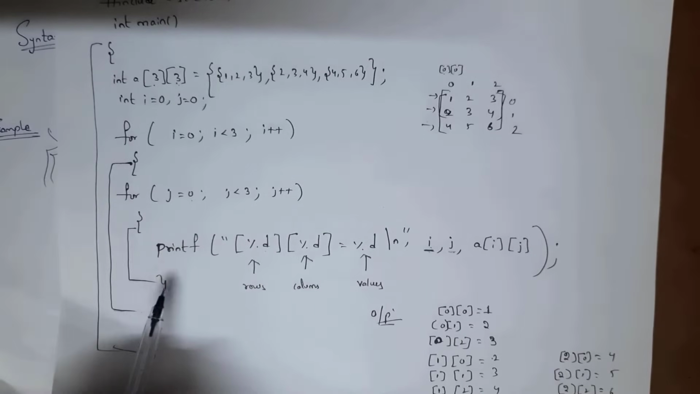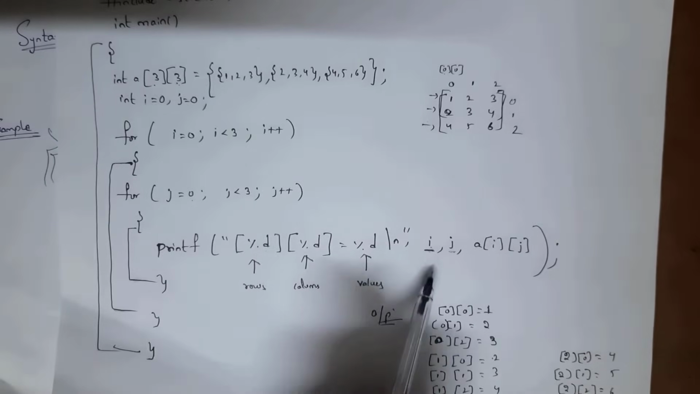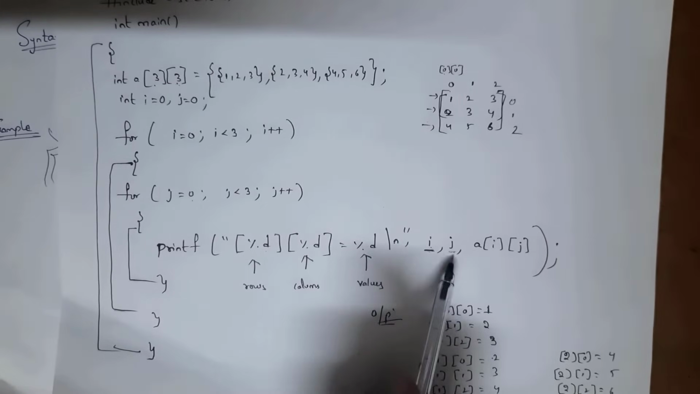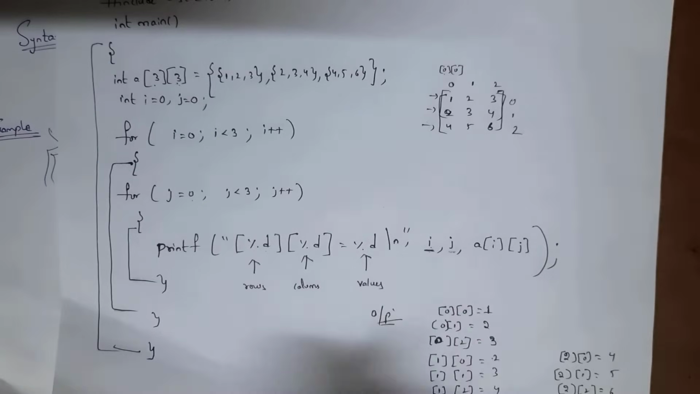And in order to generate output I need to write printf %d. This %d belongs to row i. And similarly the next %d belongs to column j, is equal to %d. This %d belongs to values. So by writing this printf statement I will get output like this.